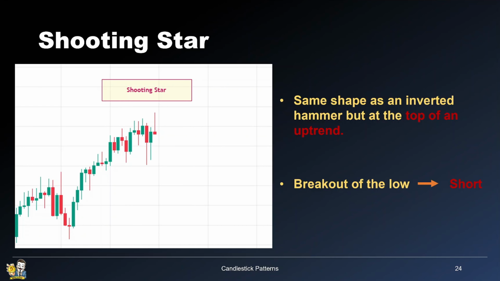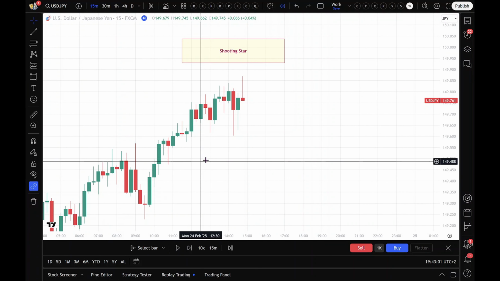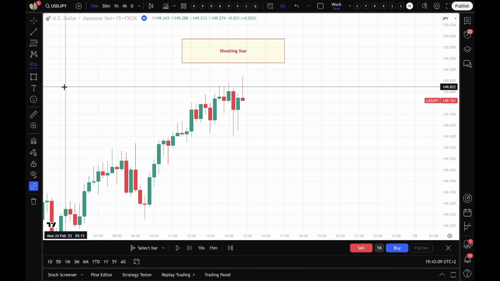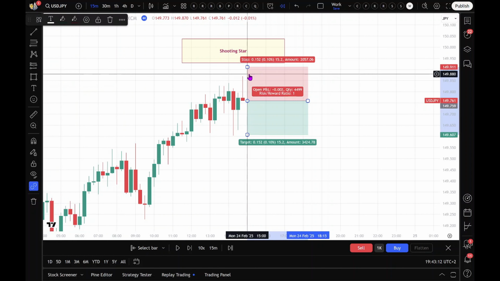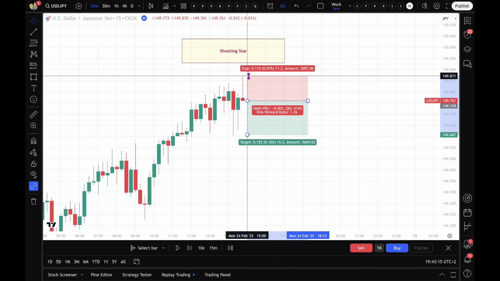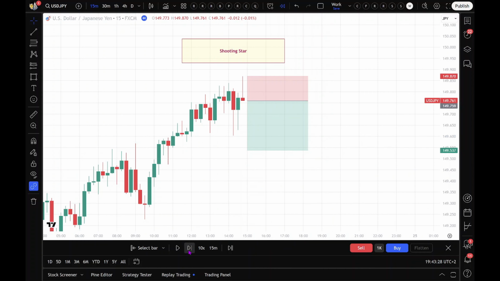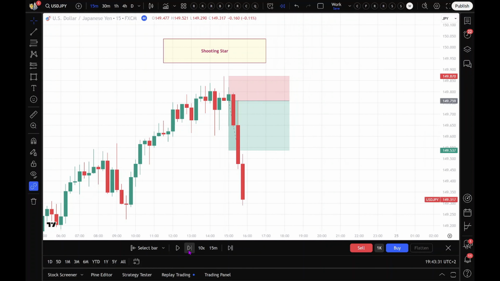So here, we have our shooting star with a small body at the bottom of the candle and a long bullish wick. According to the rules, we can place a short position if the price breaks below this level. We put our stop loss at the previous swing high and set our take profit just here. And as we can see, the price reaches our take profit successfully after 3 candles.